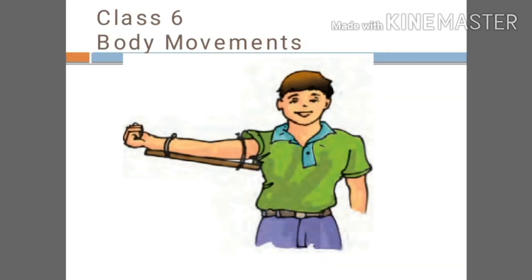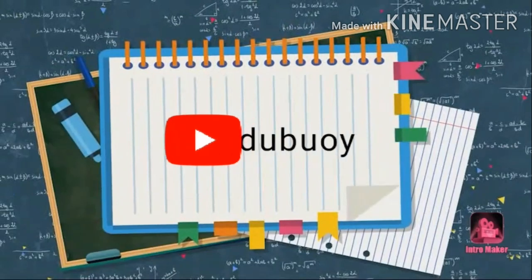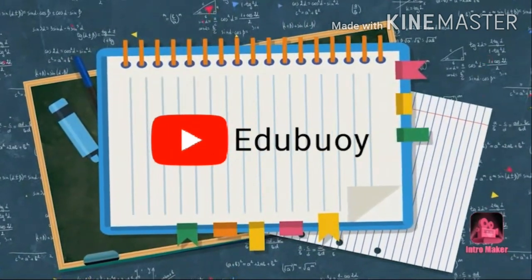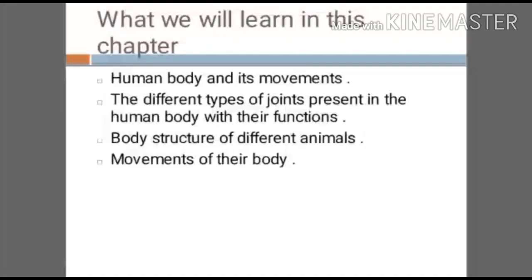In this video, we'll be studying chapter 6 from class 6, body movements. So let's begin. First of all, let's see what we learn in this chapter. In this chapter, we'll learn about the human body and its movement, the different types of joints present in the human body with their functions, body structure for different animals, and movement of their body.